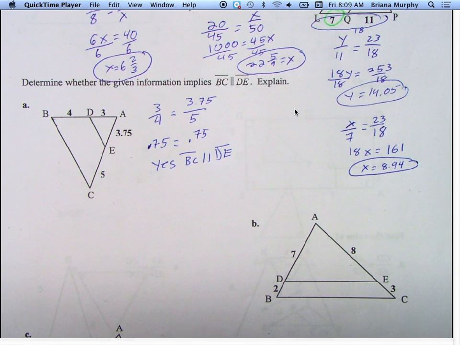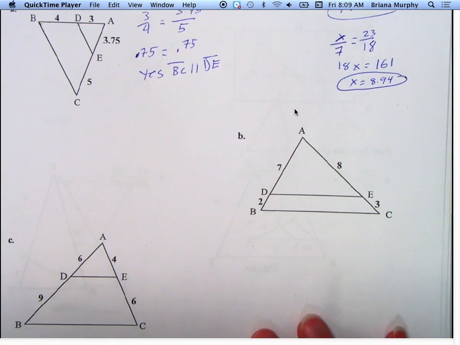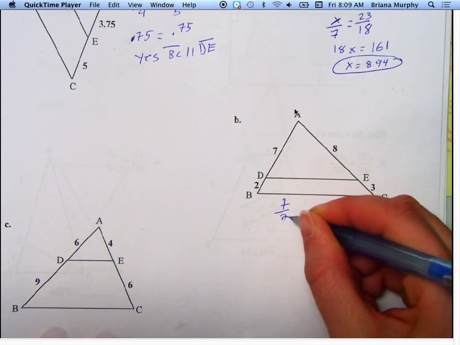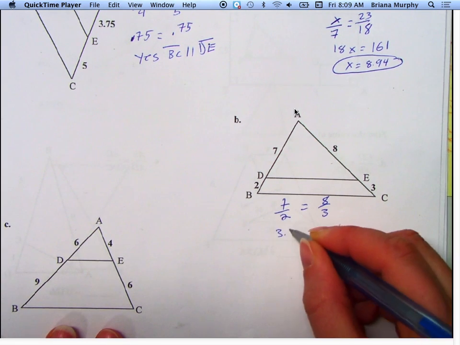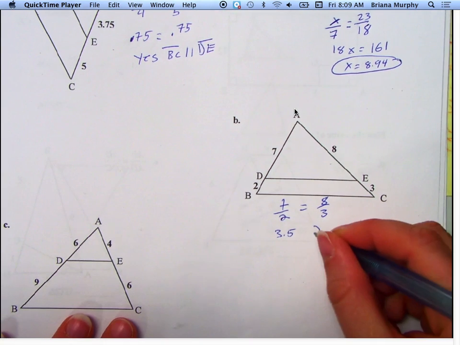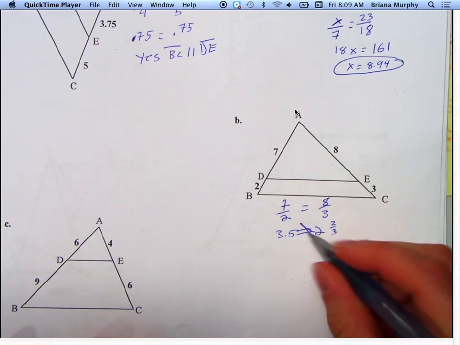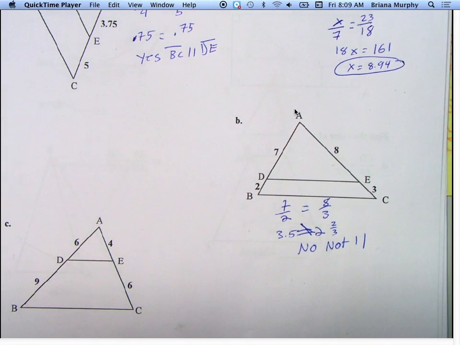So let's try this B together, and then you'll try C on your own. So I'm going to say 7 over 2, is it proportional to 8 over 3? Well, 7 divided by 2 is 3.5. 8 divided by 3 is 2 2/3. So these are not equal. So no, not parallel. Okay? Why don't you guys try C?